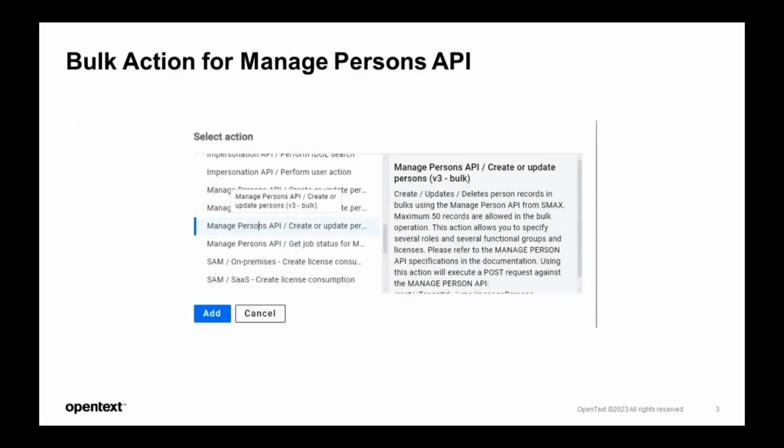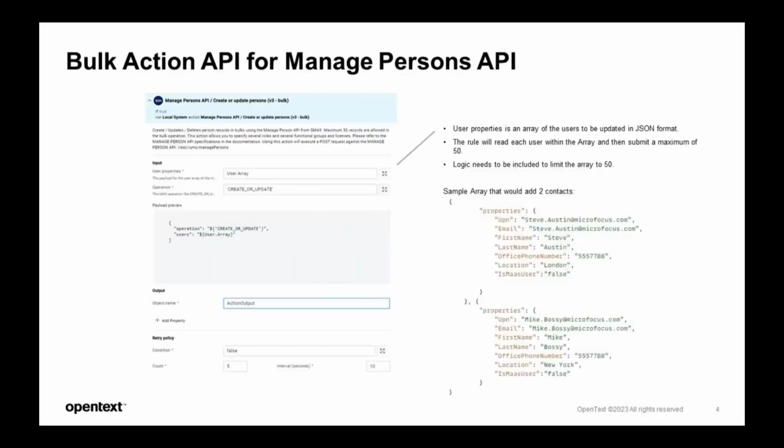We're going to start with the bulk action with the Manage Person API. So when you add this rule, you'll see it under the local options, and notice the new v3-bulk in the description. So this is how you can distinguish it between the older option where you can only update one at a time. When we add the action, there are a few things to understand.